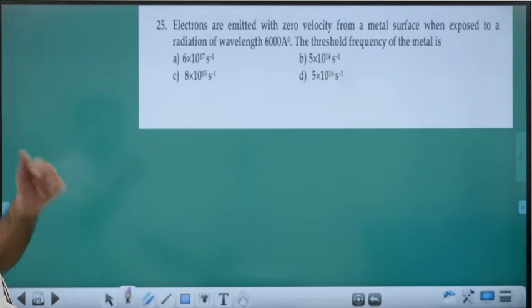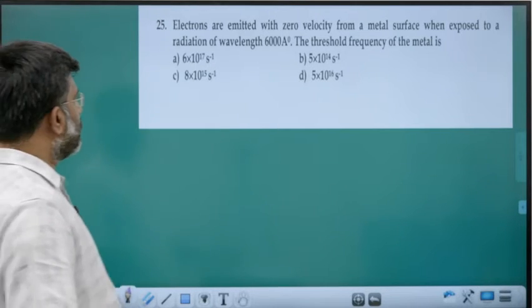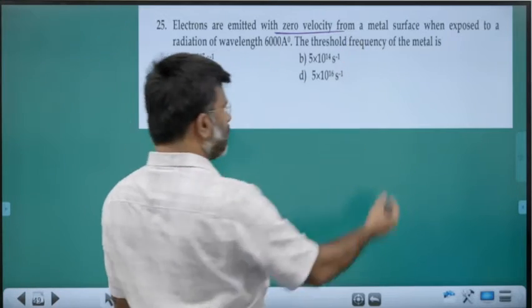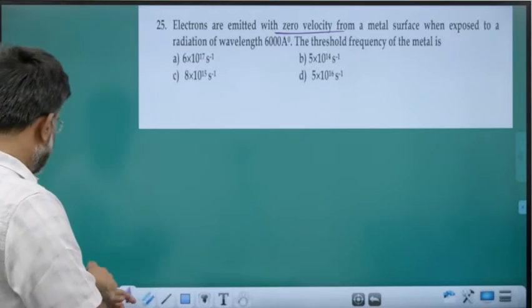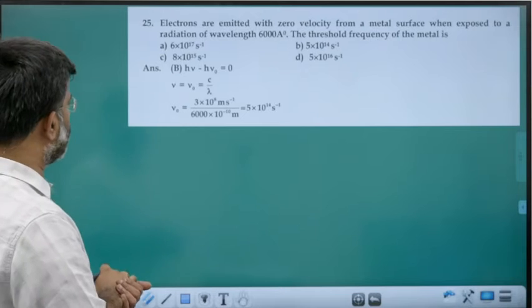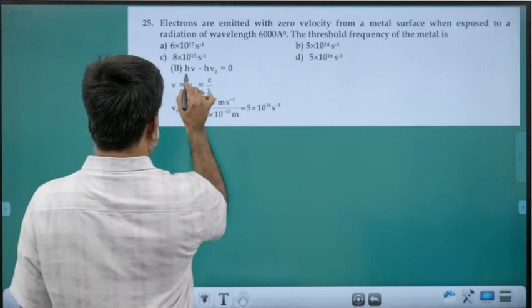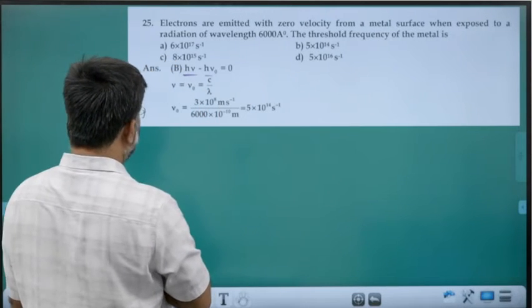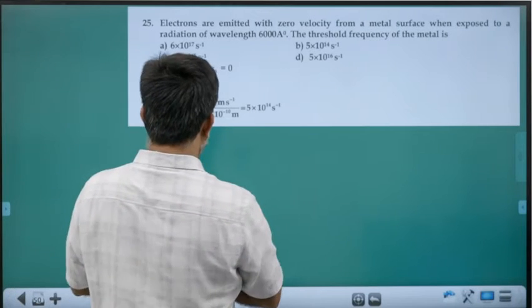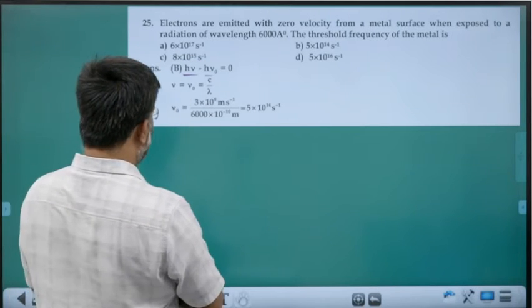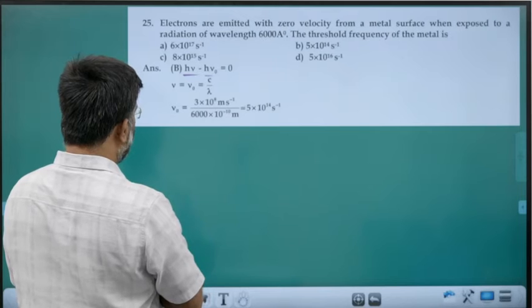Electrons are emitted with zero velocity from a metal surface when exposed to radiation of wavelength 6000 angstrom. The threshold frequency of the metal is asked. Zero velocity means zero kinetic energy. That means h nu minus h nu 0 is equal to 0. That is, h nu is equal to h nu 0. That is nu is equal to nu 0, which is equal to c by lambda.